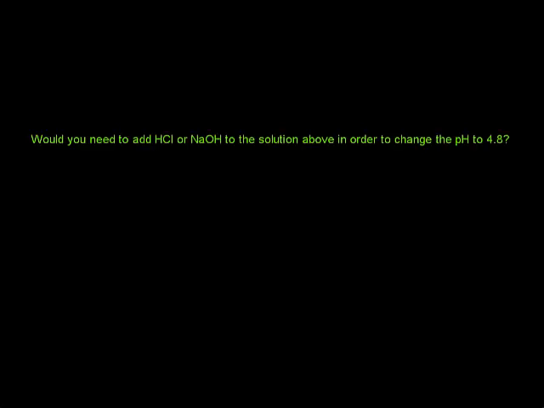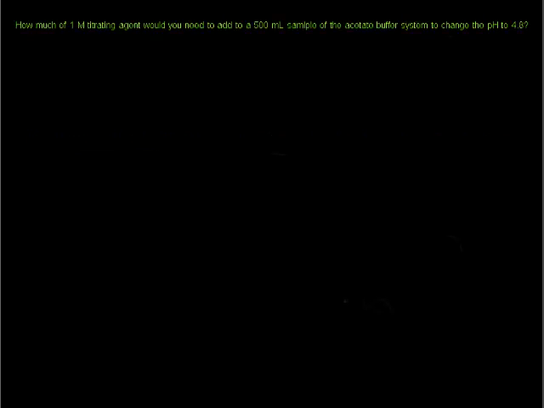The next part asks us if we need to add acid or base in order to get our pH to a 4.8. As determined before, our pH dropped by adding acid. In this case, we want it to go up, so we are going to add a base. Now that was the easy part. This is going to be the tougher question.